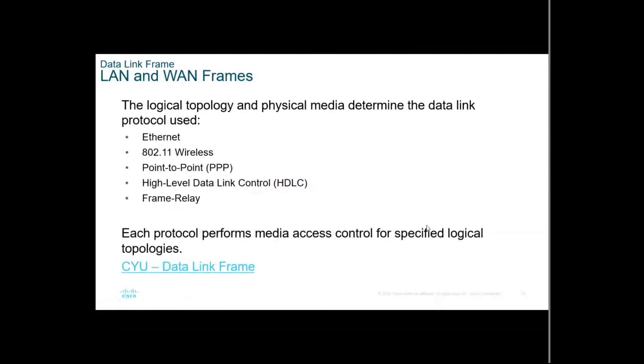So, LAN and WAN frames. For our purposes in this subject, all you need to know about is Ethernet and wireless, and that's it. Okay? Point-to-point, high-level data link control, and frame relay are not something we need to know much in this subject. Definitely when you go on to the future levels of Cisco in the diploma, you'll do more of this stuff. But what do we need to know? Well, not that. Just Ethernet and wireless, really.